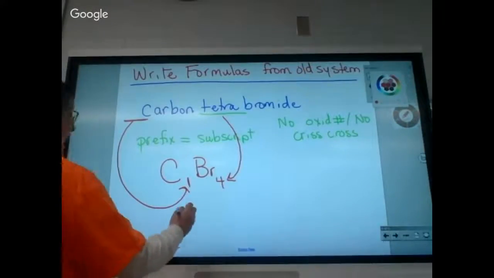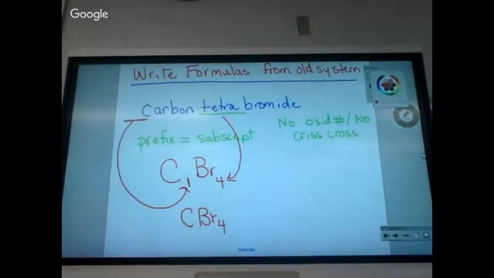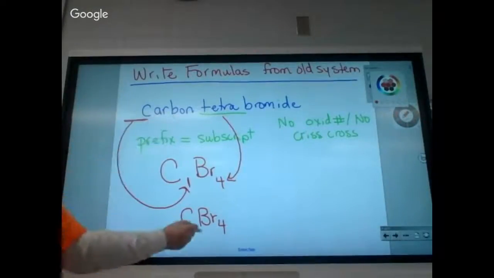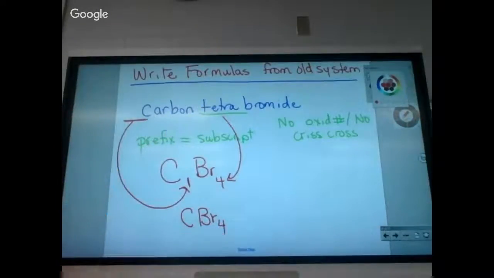So, I would write it as CBr4. But that's how you do it. The prefixes tell you the subscript. It says there's no prefix, there's no subscript. Tetra means Br has a 4. It's that simple. That's why people like old system, because you can't use old system in ionic compounds. So as soon as this is what happens, okay?